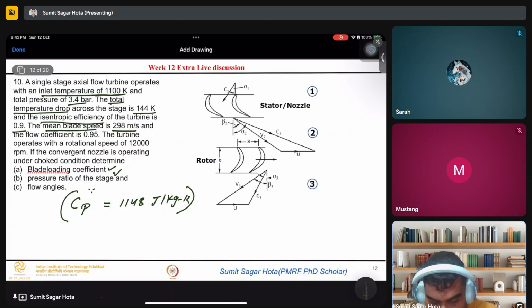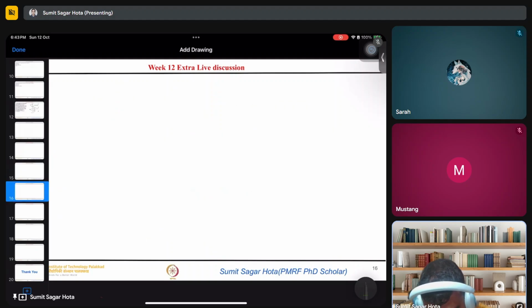Okay, so before calculating this C bit, there is one very important thing to be noted in the question: if in the question they mention that the convergent nozzle is operating under the choked condition, determine this. So in the question actually we see that the convergent nozzle is operating in the choked condition. Then what does it mean? How will it help in finding the flow angle?